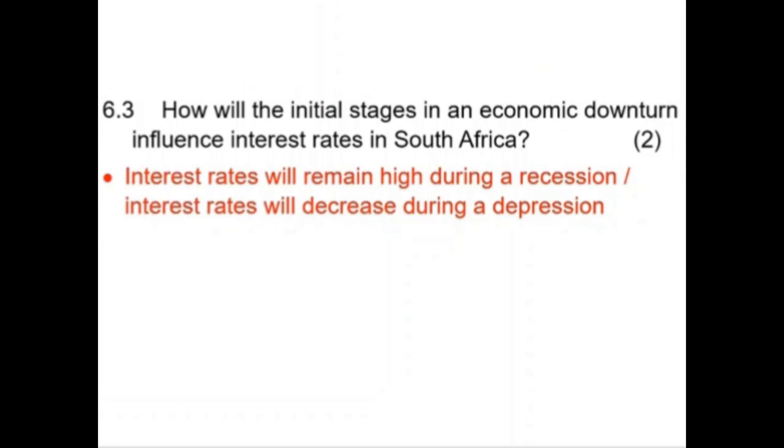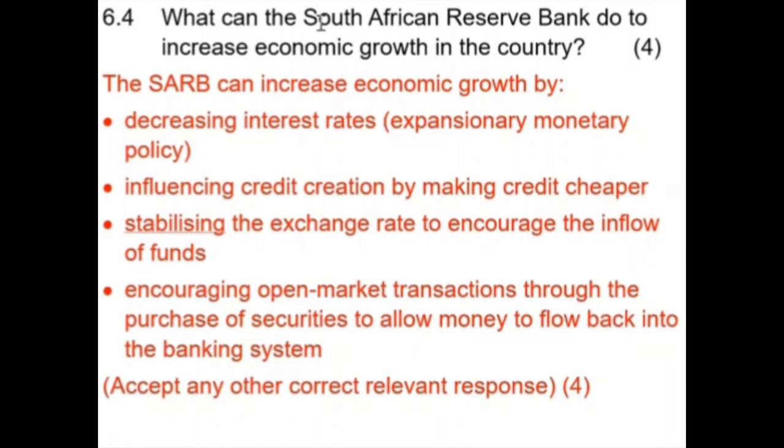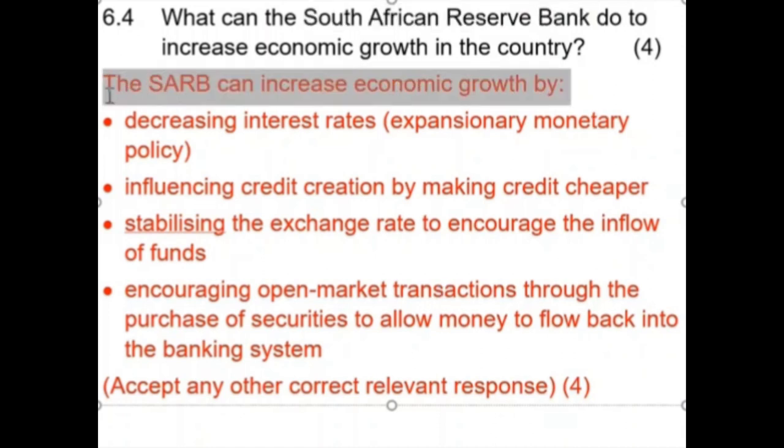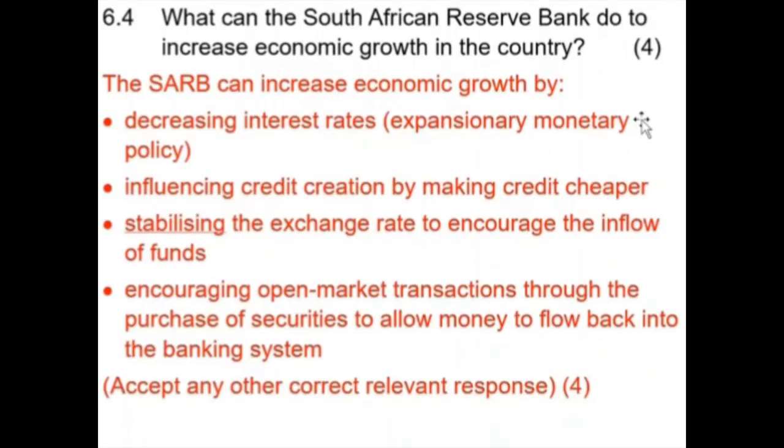Okay, number 6.4. Ooh, now this is a catchy one. What can the South African Reserve Bank do to increase growth? So, learners, this is now what we call a higher order question. Why? Because when you see South African Reserve Bank, your mind should tell you, okay, it's not the fiscal policy, because the South African Reserve Bank uses the monetary policy. Let me just repeat that. The South African Reserve Bank uses the monetary policy. So your brain should tell you now, there's four instruments. Mrs. Dreyer said, ICAM: interest rates, cash reserve, open market transactions, and moral persuasion.